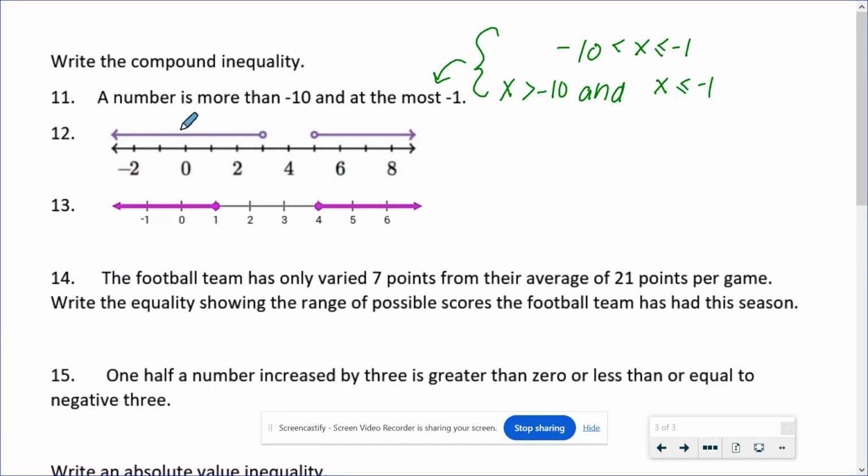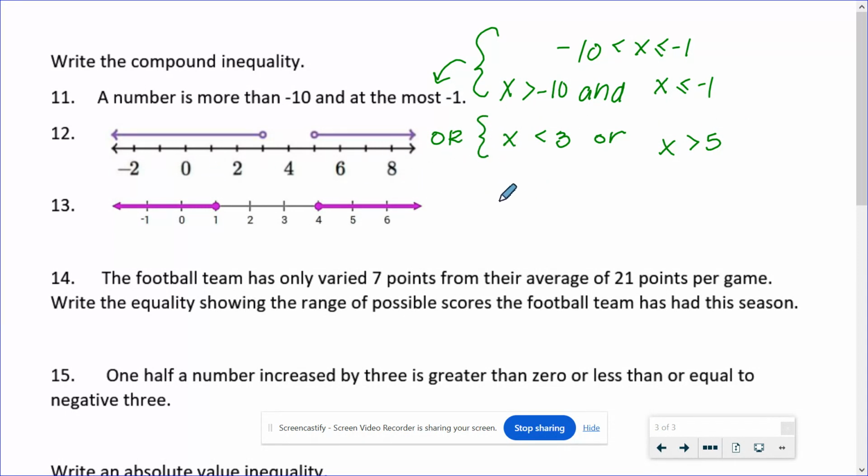Number 12, arrows that go out are always going to be or. It's the union of this graph with this graph. So I'm just going to say x is everything less than 3 or x is everything greater than 5. And that's the only way I can write that one. I can't combine them into two. So that's the answer to number 12.